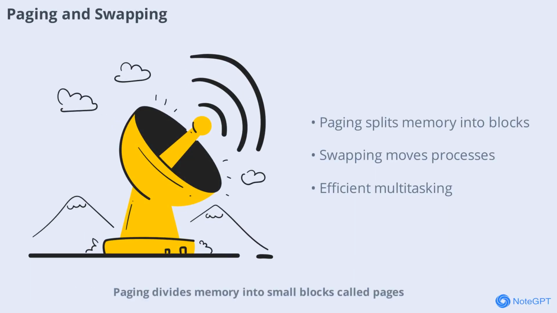Paging and swapping are techniques used to manage virtual memory. Paging divides memory into small blocks called pages, which can be moved between RAM and secondary storage as needed. Swapping involves moving entire processes in and out of memory. These methods help computers juggle multiple programs efficiently, even when physical RAM is limited.